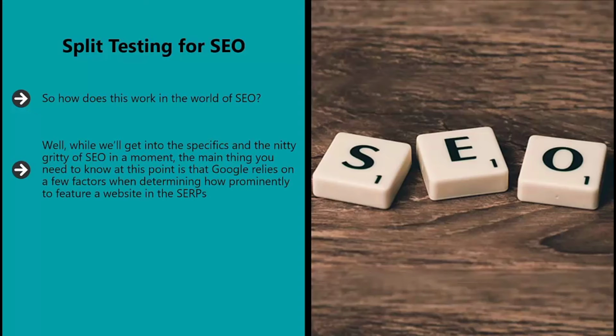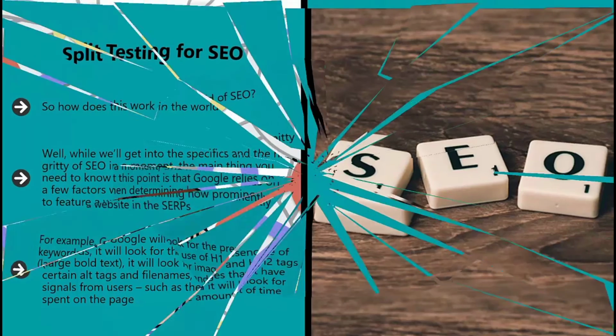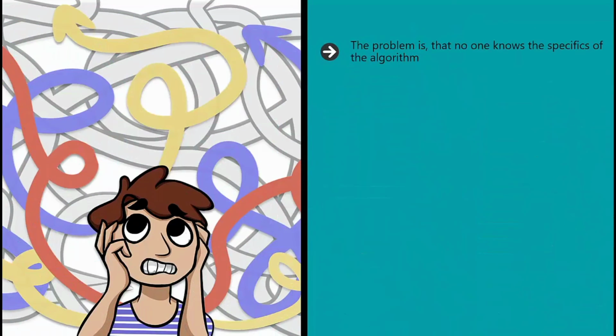Well, while we'll get into the specifics and the nitty-gritty of SEO in a moment, the main thing you need to know at this point is that Google relies on a few factors when determining how prominently to feature a website in the SERPs. For example, Google will look for the presence of keywords. It will look for the use of H1 and H2 tags, large, bold text. It will look for images that have certain alt tags and file names. And it will look for signals from users, such as the amount of time spent on the page. The problem is that no one knows the specifics of the algorithm.